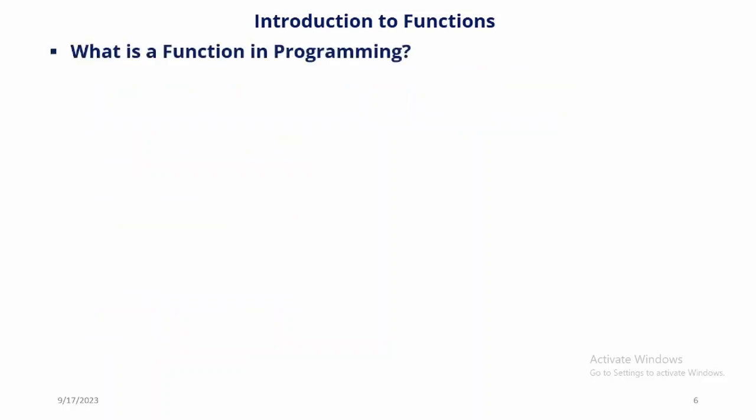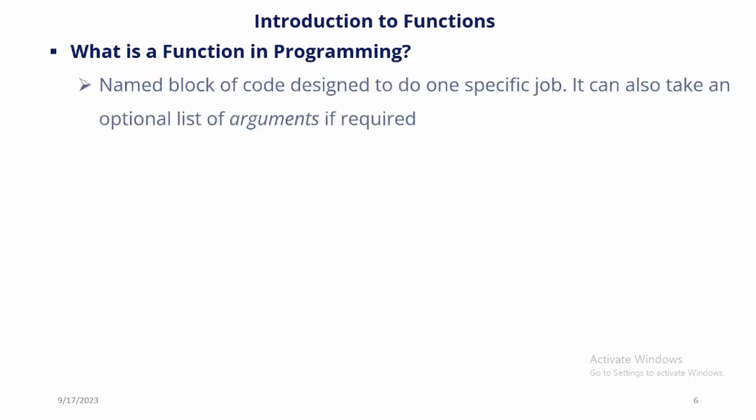Introduction to functions. What is a function in programming? It is a named block of code designed to do some specific job. It can also take an optional list of arguments if required. Since we have been writing our programs, we have been using some built-in functions that were created in Python to make our programming easier. For example, input and print are all built-in functions.